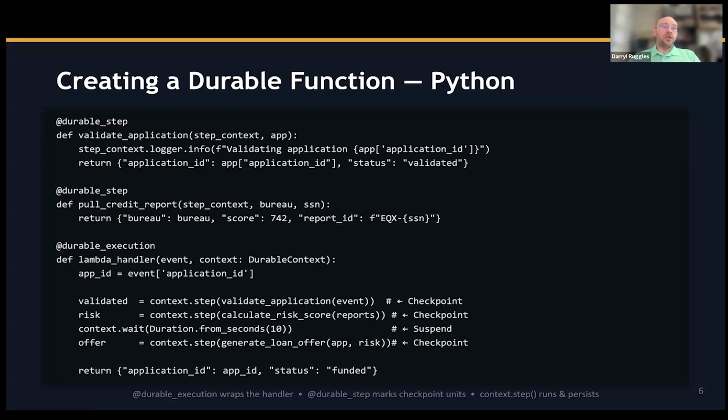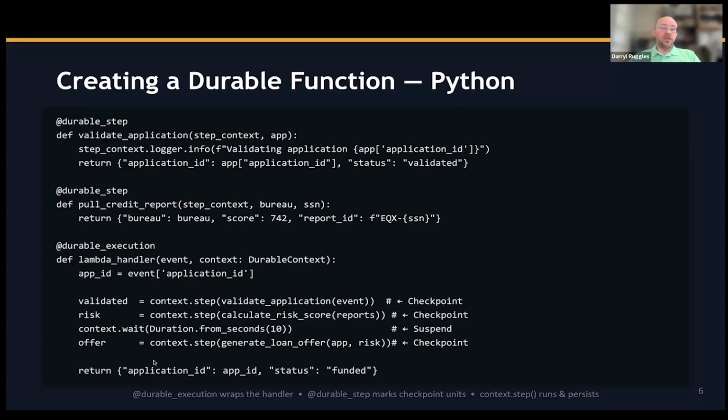And then on each step of the durable execution, the annotation durable step is put. So the pull credit report and the validate application have the durable step annotation on them. So the checkpoint boundary of the whole flow is context step. So basically, in the risk equals context step and validate equals context step. So when context step runs, the checkpoint is made, and everything inside of the step is atomic, and the results get cached, as long as everything is successful, at least.